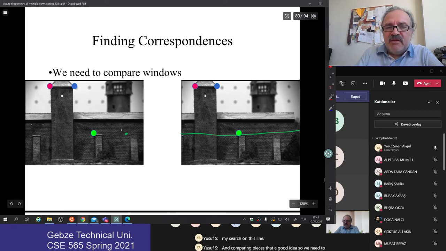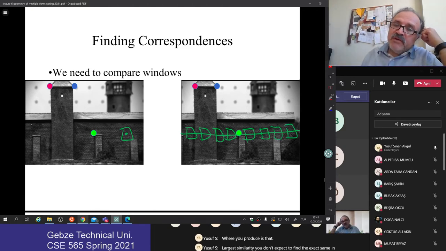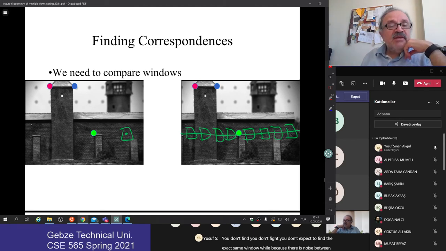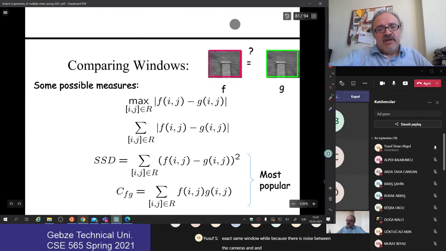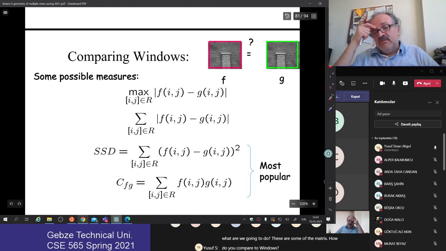Let's compare windows. To compare this window with all the windows, whoever produces the largest similarity, you don't expect to find the exact same window. Why? Because there is noise between the cameras, and the brightness will be changing, etc. So what are we going to do? These are some of the metrics. How do you compare two windows? Is this window the same as this window?